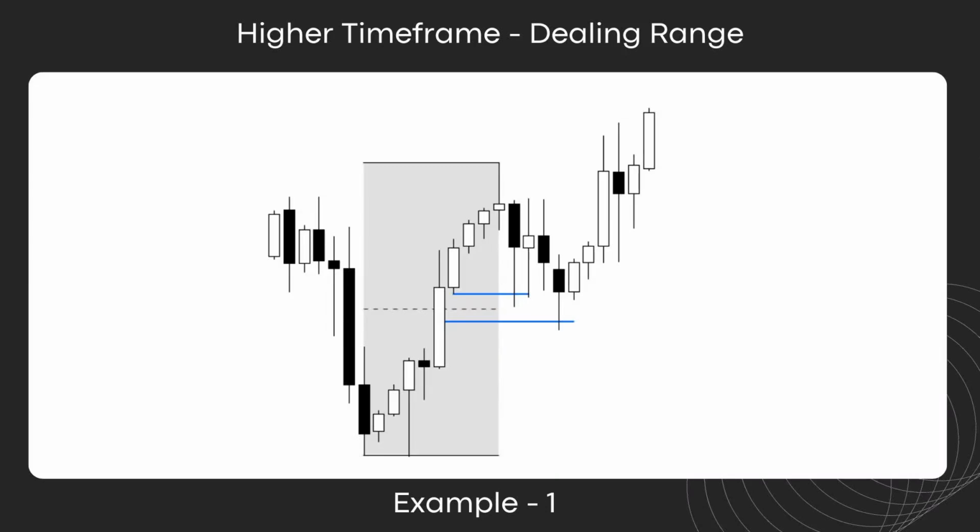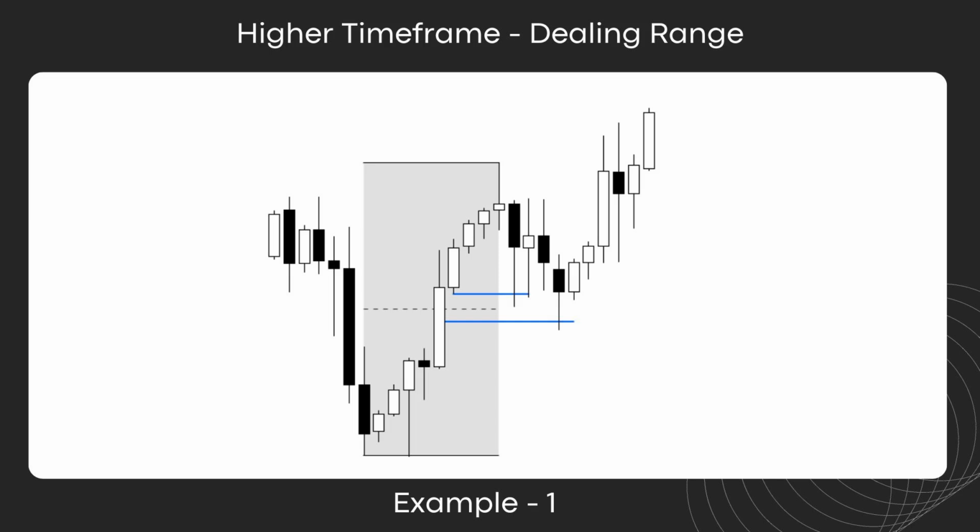Now let's discuss some examples of higher time frame dealing ranges and their integration with lower time frame market profiles. So right here you can see that we've got this range low and this range high, or you could say swing low and swing high. You could call it whatever you like.